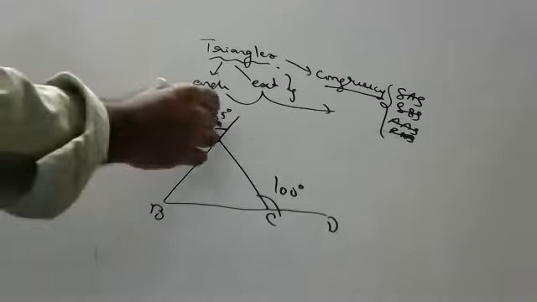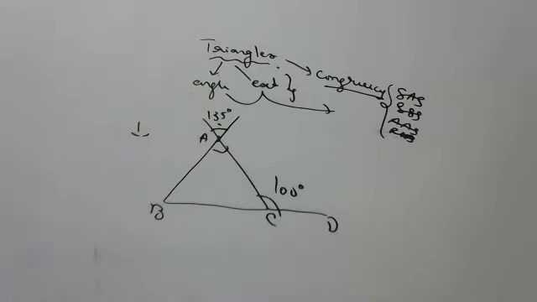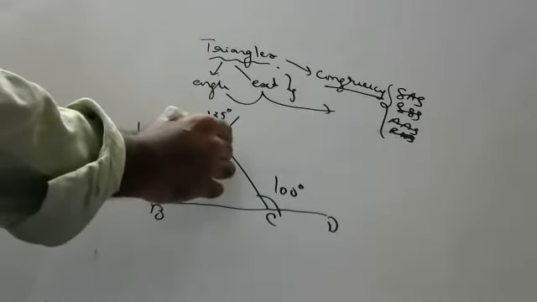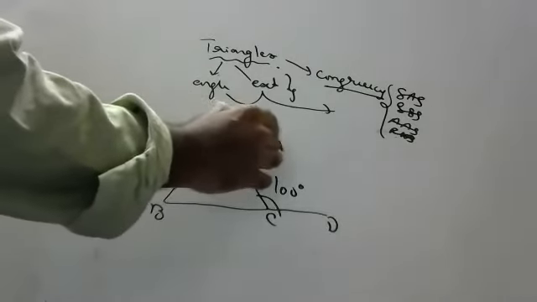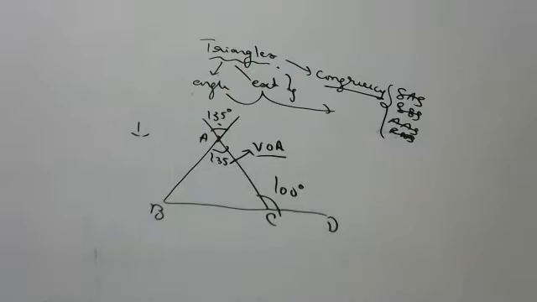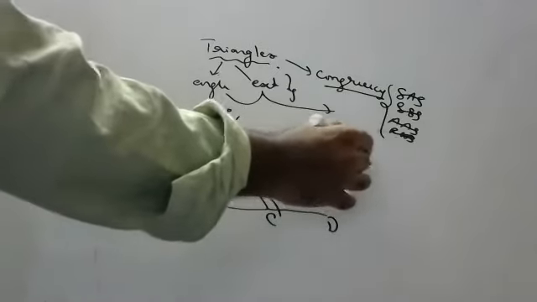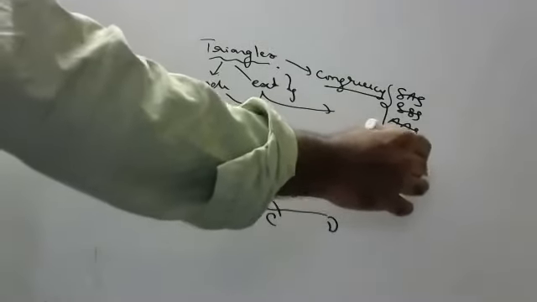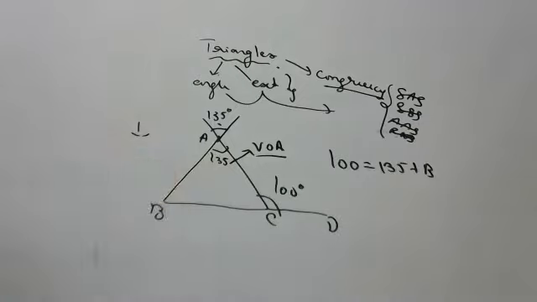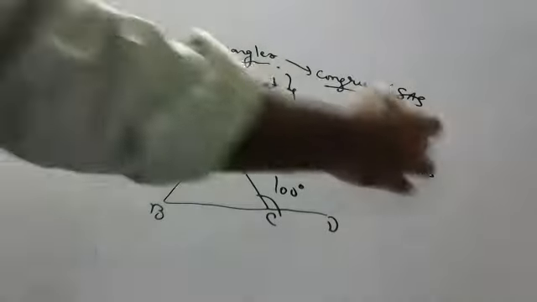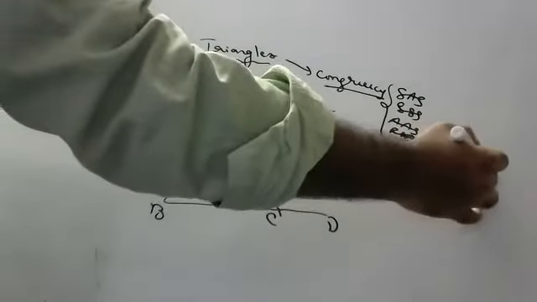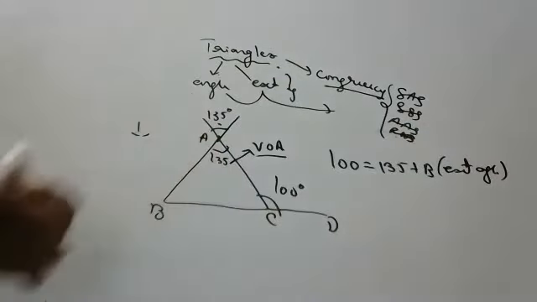If this is 135, this will be how much, children? 135. Why is this 135? Vertically opposite angles. Can I say 100 is equal to 135 plus B? Yes. Why? The exterior angle is equal to the sum of the opposite interior angles. Exterior angle property.